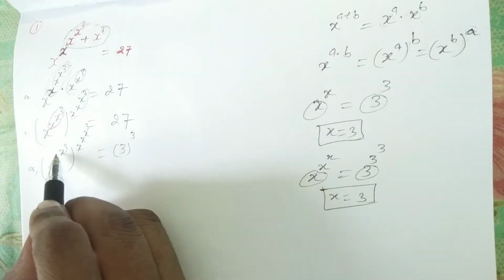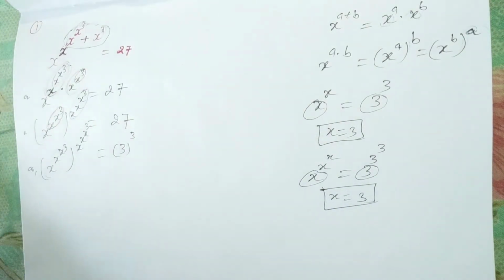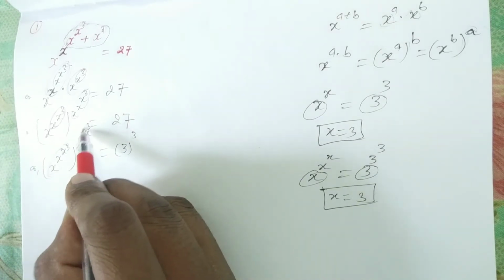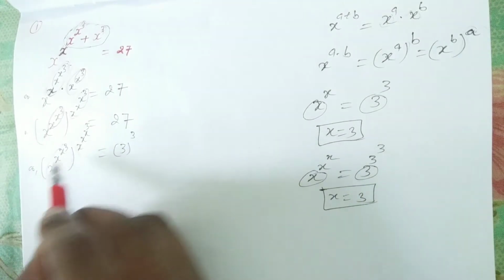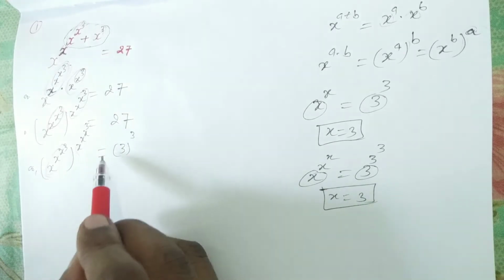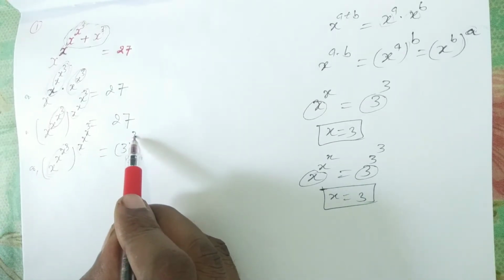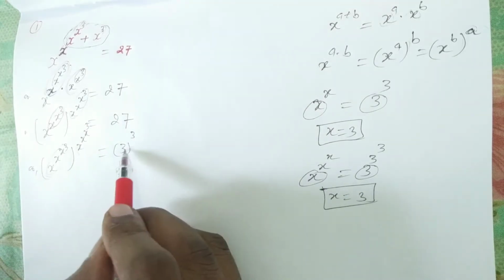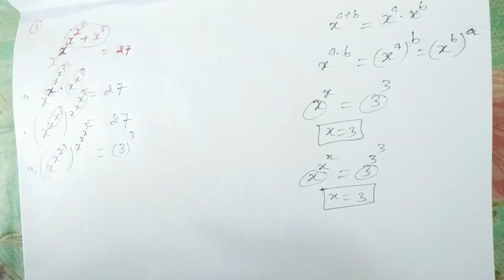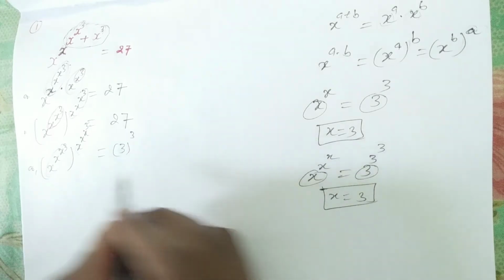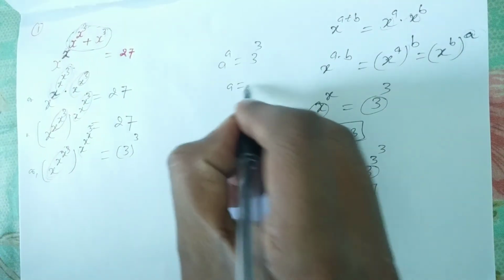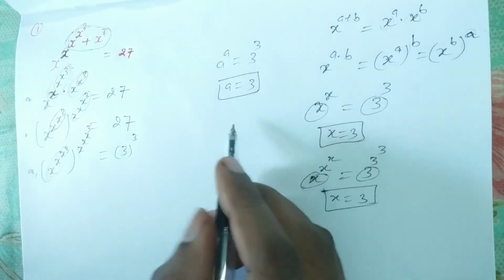So suppose that this whole is our a, and then this also becomes a here. So a raised to power a is equal to 3 raised to power 3. So from here we can get that a is equal to 3. If we have a raised to power a is equal to 3 raised to power 3, then a is equal to simply 3 by the law of indices.